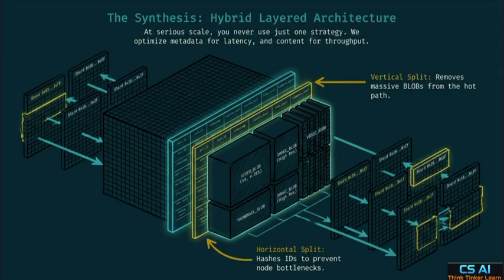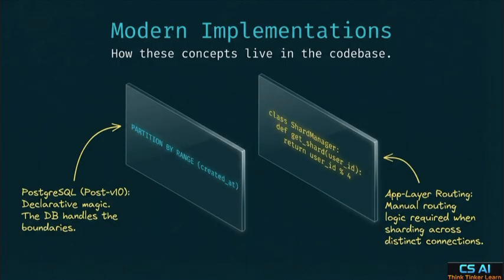The reality: at serious scale, you don't just pick one. You build a hybrid layered structure. You optimize metadata for latency and heavy content for throughput. You might use a vertical split to pull blobs out of the hot path, then combine that with horizontal hashing to ensure no single node gets crushed under the weight of traffic. It's multi-dimensional scaling.